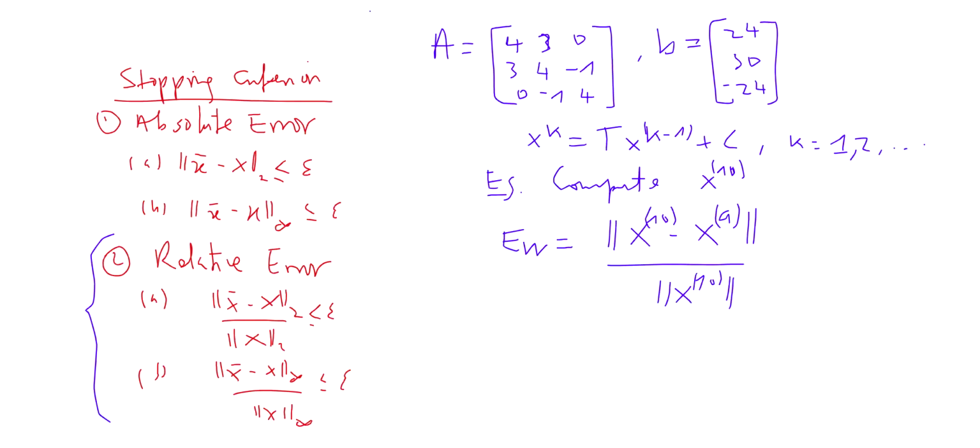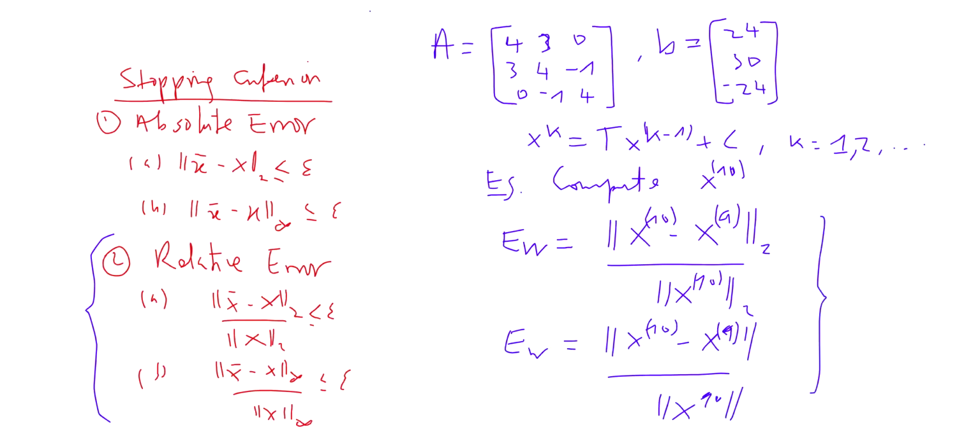So you take your x, whether it's in L2 or you want to do it for L infinity, for example, you do the same: x9 minus x10 over x10. If you do this, you get a value, and you can use this as your stopping criteria. That's when you do not know the exact value. You can use it as a criterion.